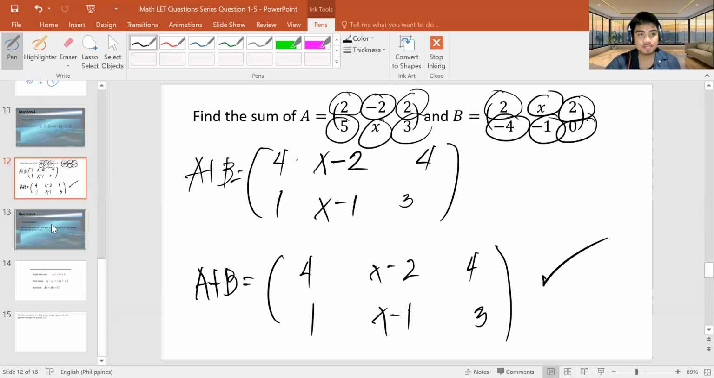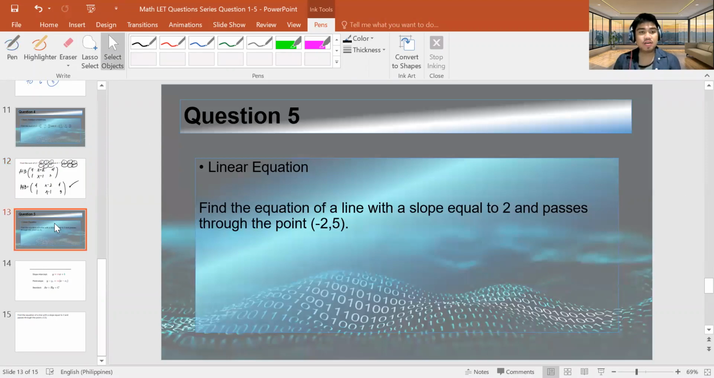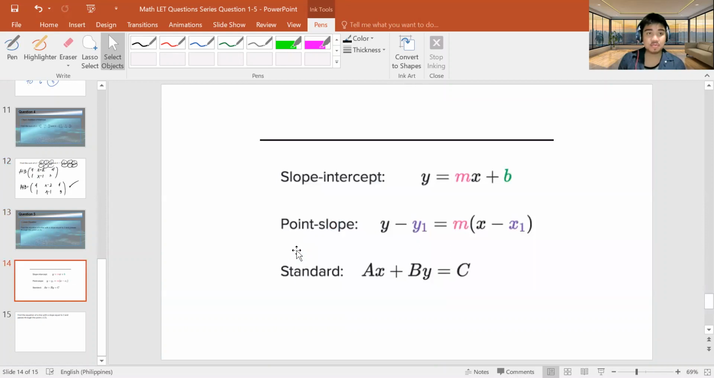Next, we have question number 5. On question number 5, our topic is about linear equation. So find the equation of a line with a slope equal to 2 and passes through the point negative 2 and 5. So let us have a brief review on this. These are the most common forms for linear equations. We have the slope-intercept, and then we have point-slope, and then we have the standard forms. So these three are the main forms for linear equation.